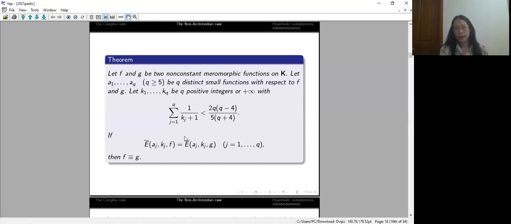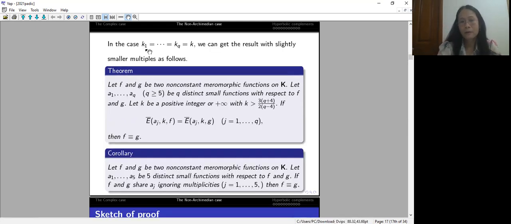So the result here we can get is that if f and g are two meromorphic functions, and a_i are small functions with respect to f and also small functions with respect to g, and k_i are positive integers satisfying this inequality, and if they share a_i with multiplicity counted up to k_i, then f equals g. It looks very messy here.